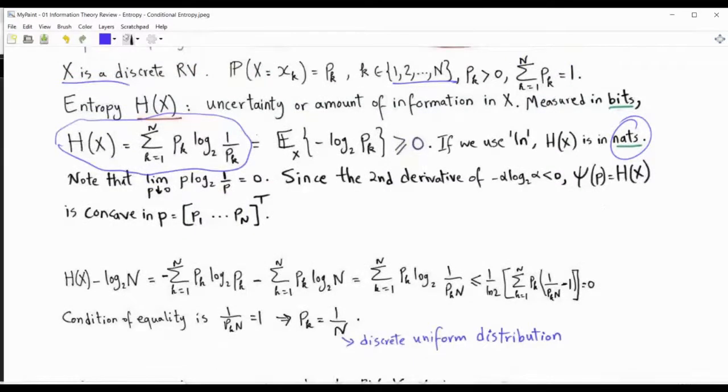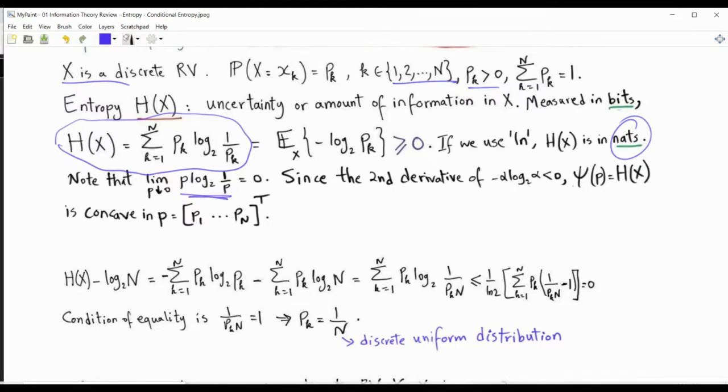Of course, here I took the probability values to be positive. If there are probabilities that are equal to 0, then you can check that this limit is actually equal to 0. So if I write it without a limit, it is to be understood that there is a limiting operation and that this is equal to 0.